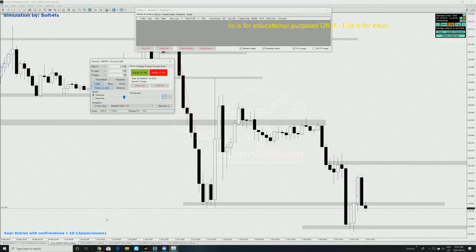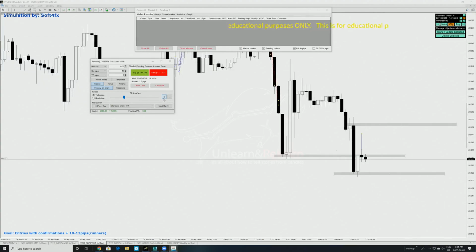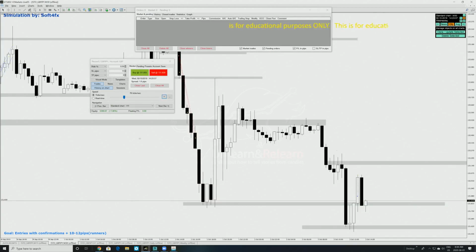Can we see hourly? Yeah, this is what the hourly candle looks like. The 30-minute candle is about to close in 2-3 minutes over here. Let's take a look at the 30-minute. Closing in 3, 2, 1.